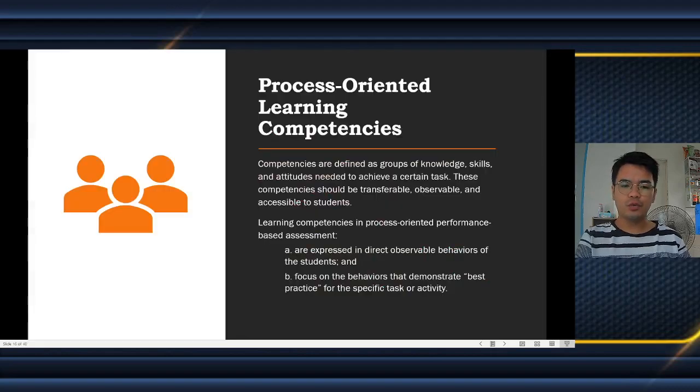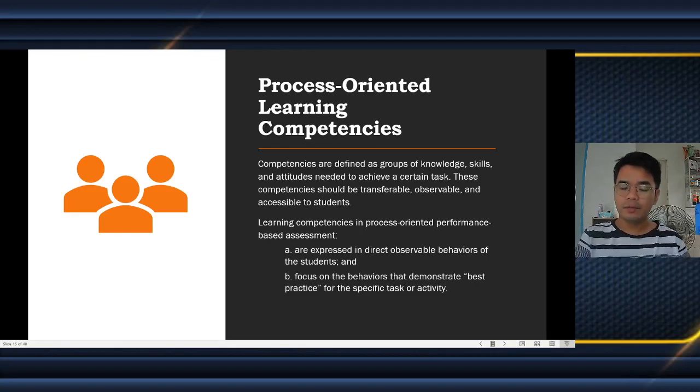Okay. So what are competencies? Okay, when we say competencies, what do we mean by competencies? So competencies are actually defined as groups of knowledge, skills, and attitudes needed to achieve a certain task. So these competencies should be transferable, observable, and accessible to students. So in layman's language, or in terms that we frequently use and we mostly understand, competencies can be synonymous to the words objectives. Okay? It could also be synonymous to the words standards.